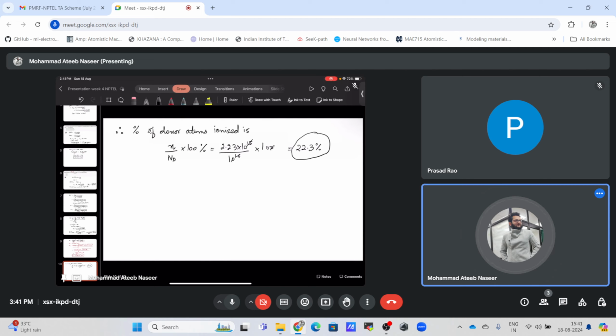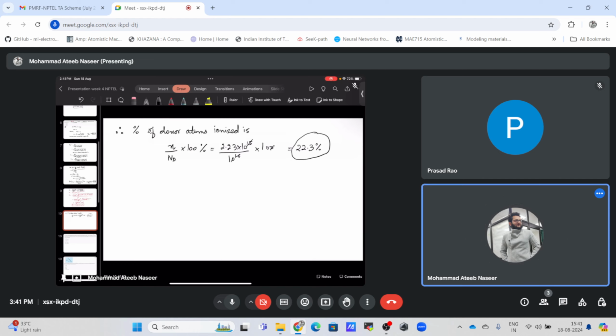Had it been 300 Kelvin, the answer would have been quite different, and you would have got a larger number of ionized impurities because of the high thermal energy. So in this case, only approximately 22% of the donor atoms got ionized.